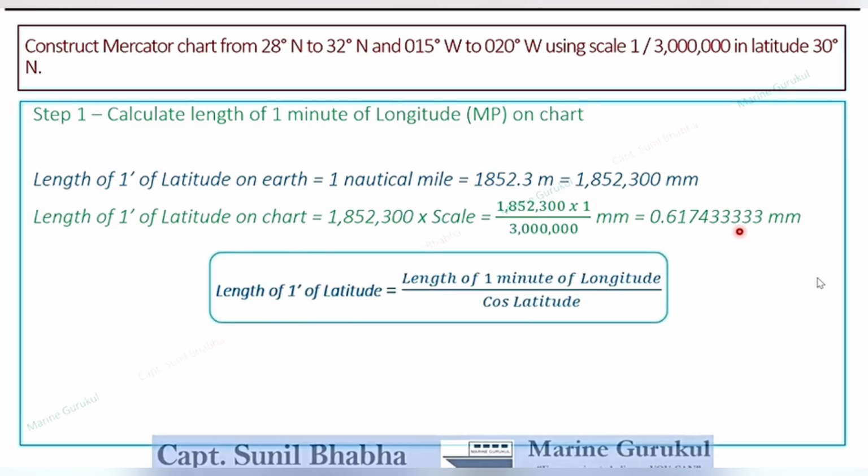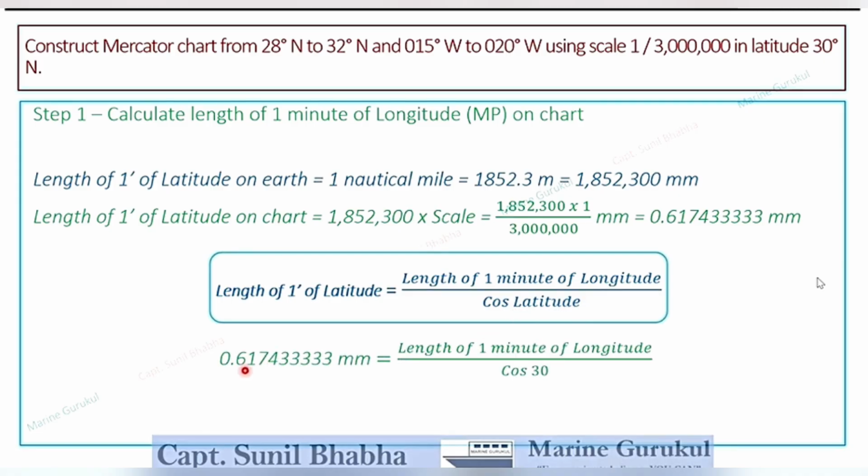Now, once we find out the length of 1 minute of latitude on the chart, we can use the formula. We are aware of the formula that length of 1 minute of latitude is equal to length of 1 minute of longitude divided by cos lat. So what is the latitude which is used in the formula? It is the reference latitude on which the scale is based. In our question, the scale is based on a reference latitude of 30 degrees north. So that is what we will be using here in the formula.